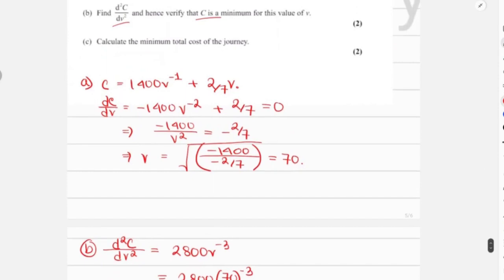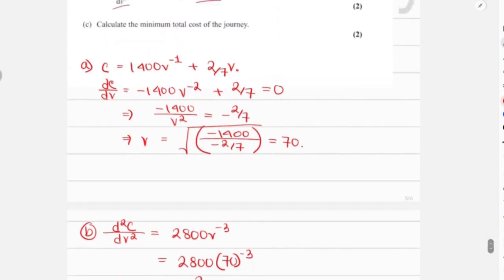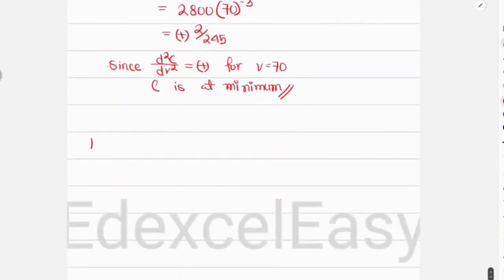After this they want you to find the minimum total cost of the journey. That means using that v, you input it in the original equation and find the value for C, which is 1400 over v plus 2v over 7. For part C, C equals 1400 over 70 plus 2 times 70 over 7. That will give you the final answer, and you're going to get 40. Now this is the minimum cost, right?